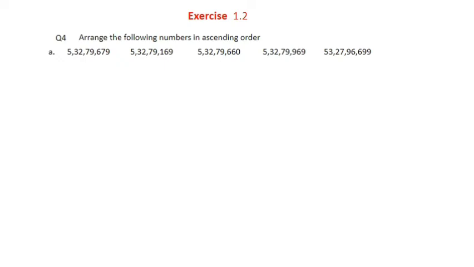That means this whole number 5 crores 32 lakh 79,169 is the smallest. Now let us compare the remaining 3. Here the hundreds digits are 6, 6 and 9. Again here 6, 6 have the hundreds place same. So we have to compare the tens place. Here it is given 7. Here is 6. That means this number is smaller than this number. And obviously the last number is the greatest. So we write down the answer in ascending order.